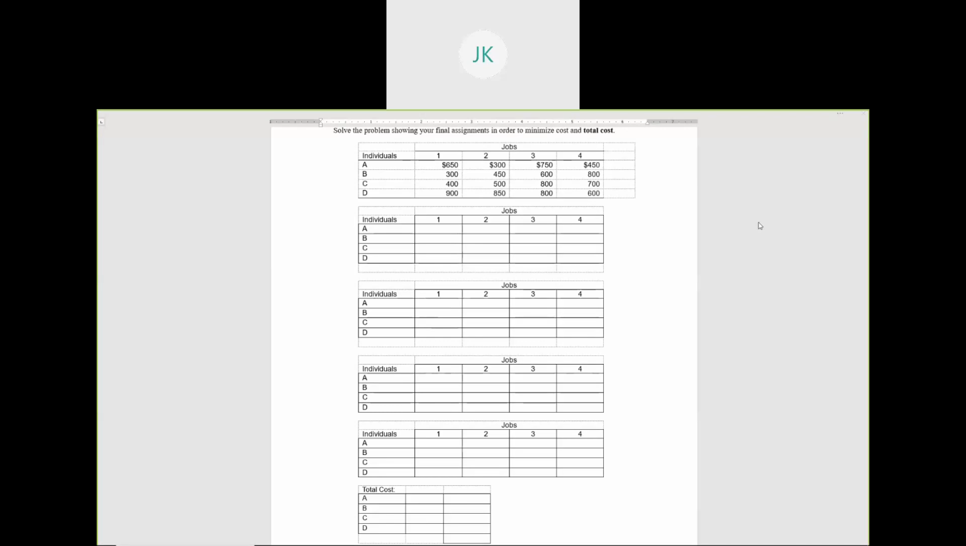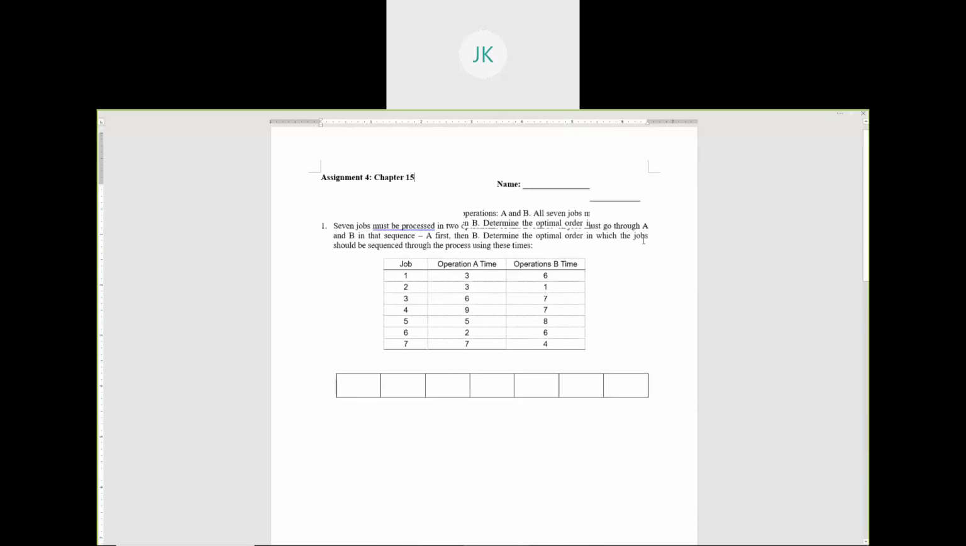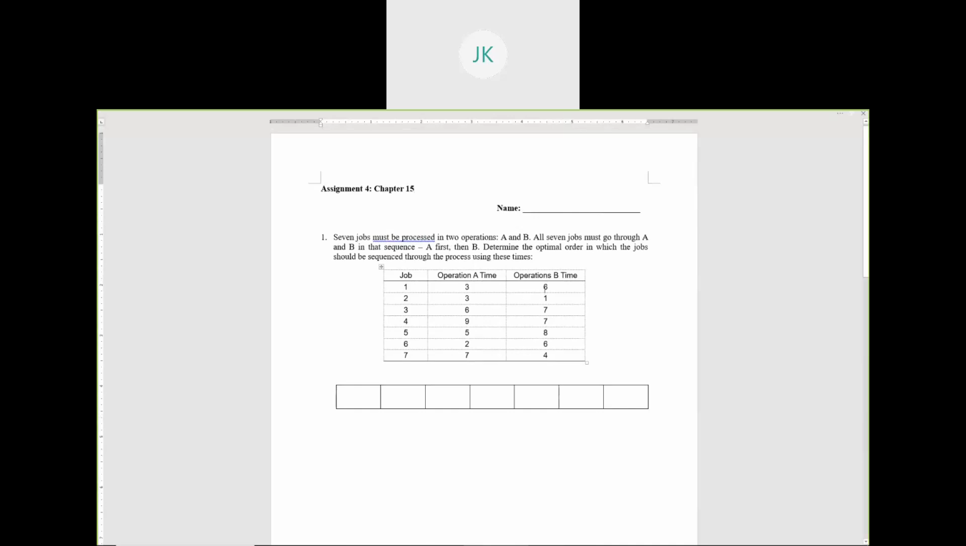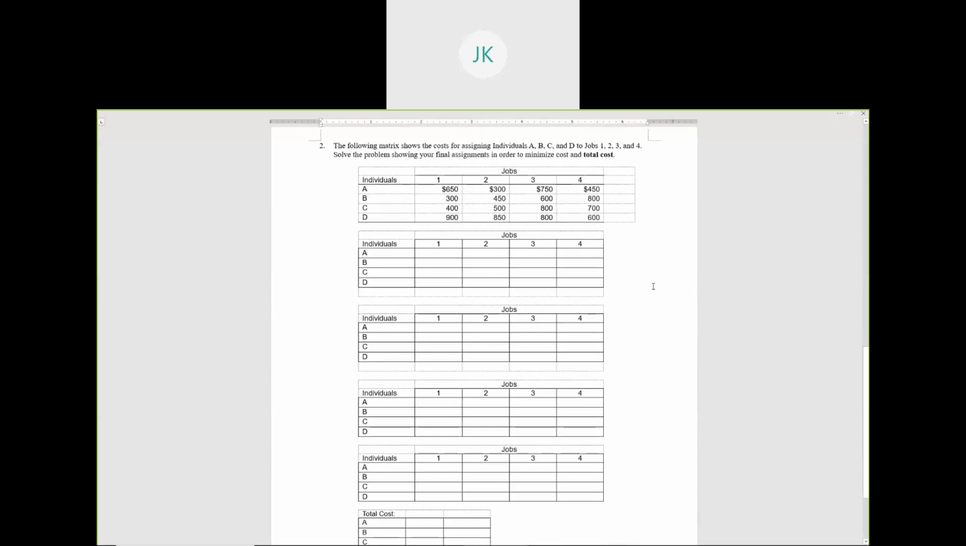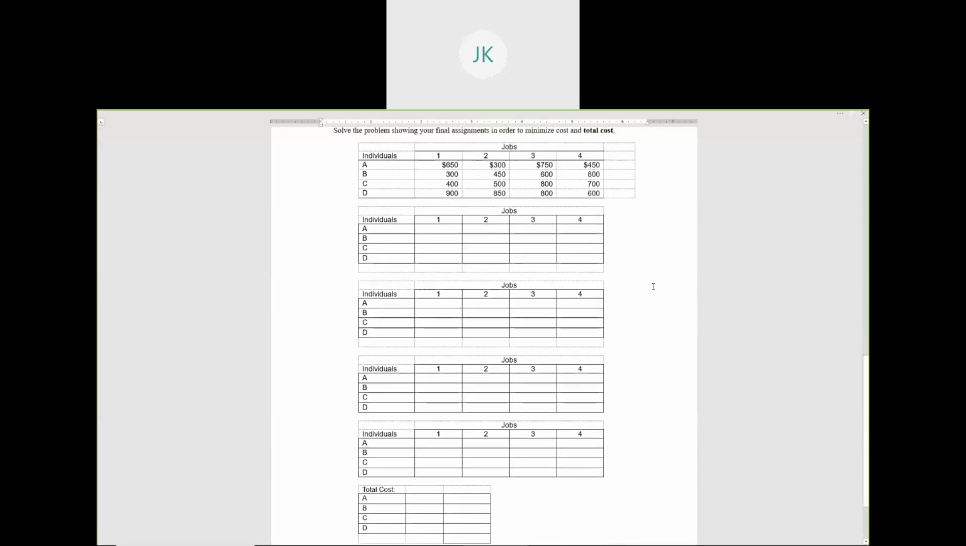Assignment 4 from chapter 15. Question 1, I think you can do it, this one. Many of you made a mistake on this one. Okay.